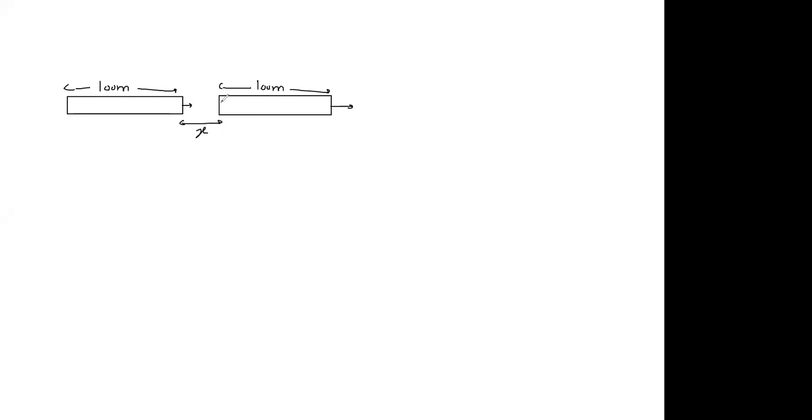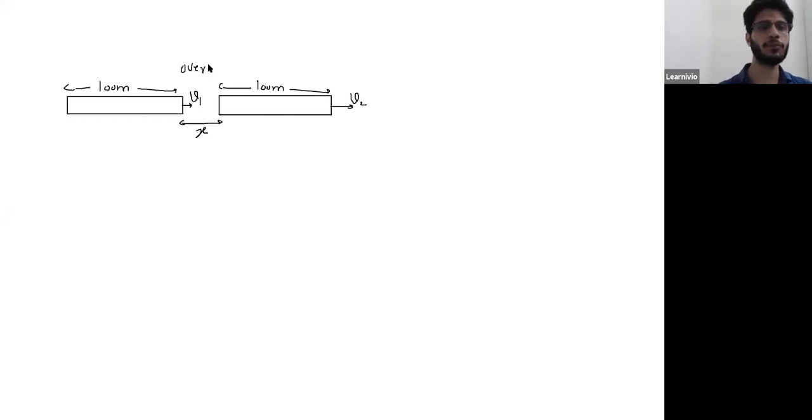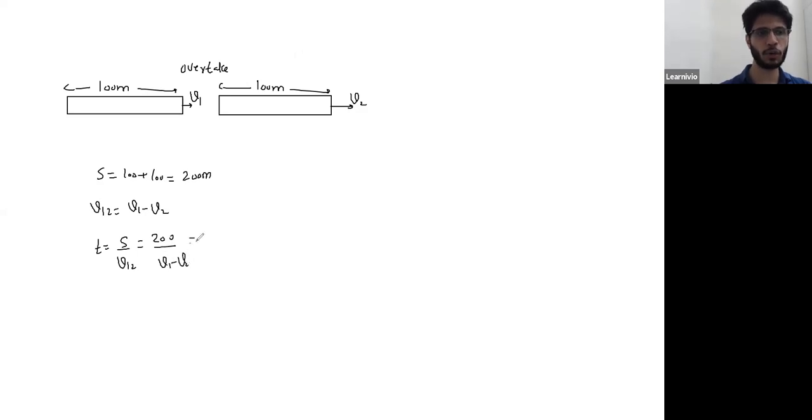Okay. One overtakes the other in 20 seconds. Let's say the velocity of the first train is v1 and the second train is v2. Overtake means they are moving in the same direction. To overtake each other, they have to travel a distance equal to the lengths of the trains. Don't consider the distance, it's 200 meters, that is the displacement. If they are traveling in the same direction, then v12 is v1 minus v2. Simply write time as s by v12, so it comes out to be 200 by v1 minus v2, and that is 20 seconds.